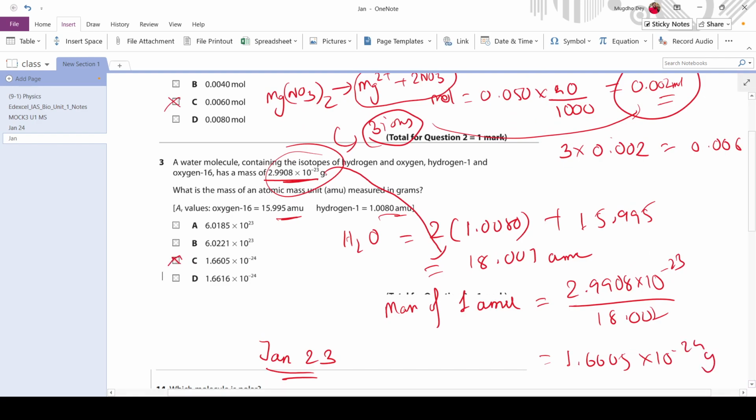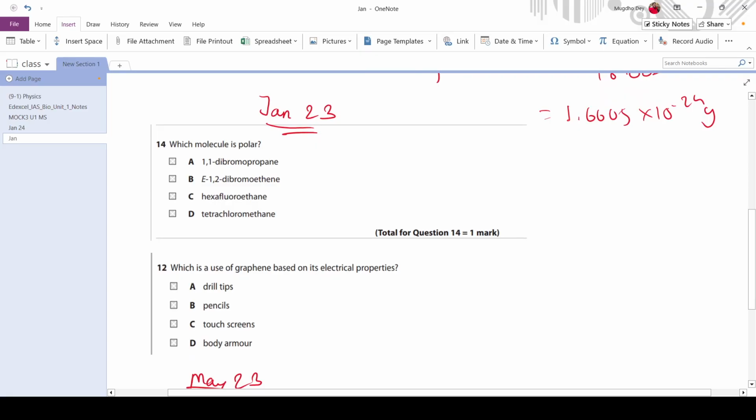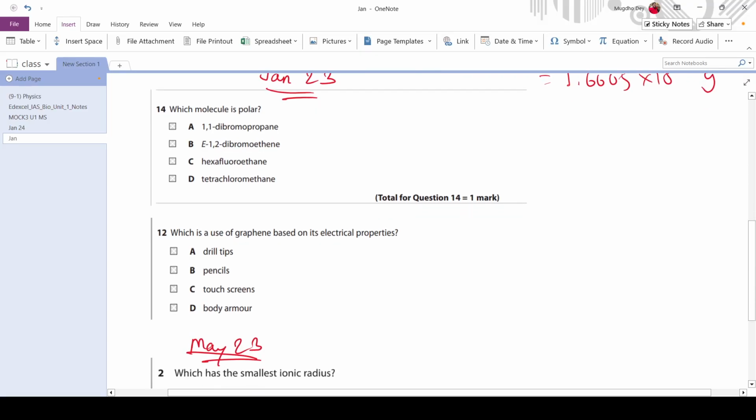That's C. Okay, January 23. Which molecule is polar? Now, we know polarity of a molecule basically depends on the symmetricity or the asymmetricity of a molecule. If you see clearly down here, what is happening? Bromine is connected to the same carbon in this one, okay?